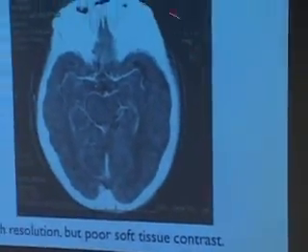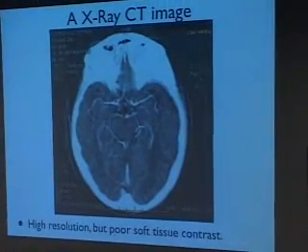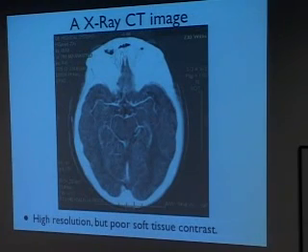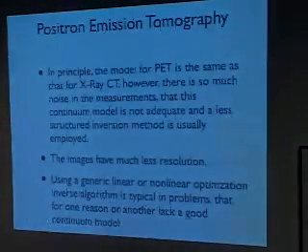Okay, here's just to give you some comparison. This is an X-ray CT image that I got off of the web. It belongs to GE. Soft tissue contrast isn't so good, but you can see a lot of veins. So there's a lot of resolution in this image.